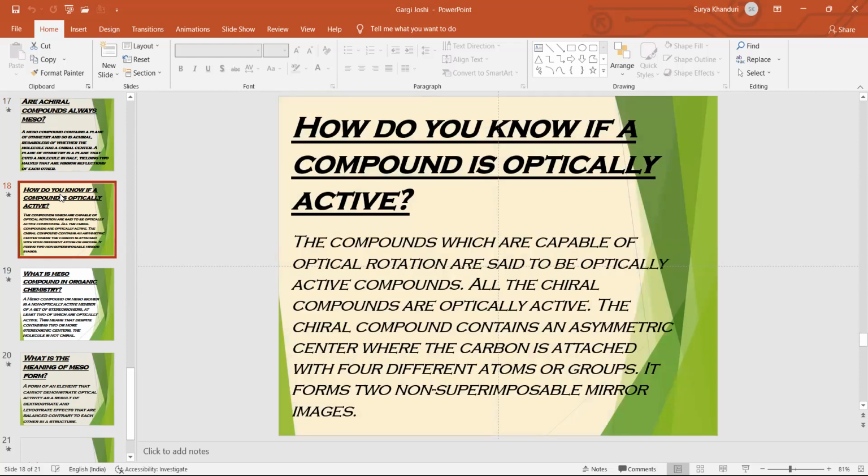The compounds which are capable of optical rotation are said to be optically active. All the chiral compounds are optically active. The chiral compound contains an asymmetric center where the carbon is attached with four different atoms or groups. It forms two non-superimposable mirror images.